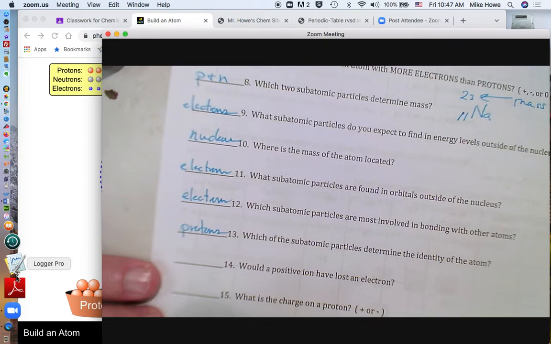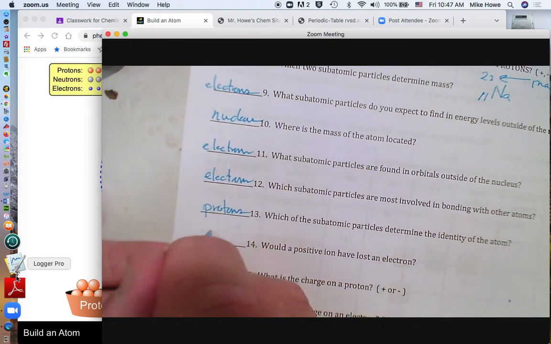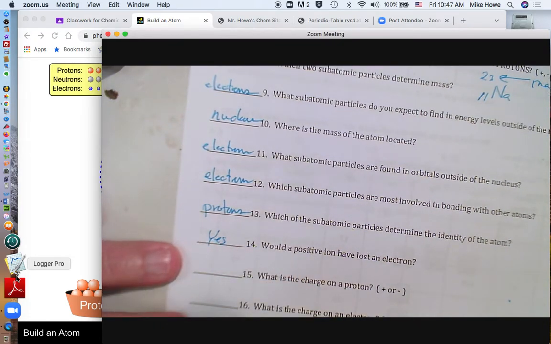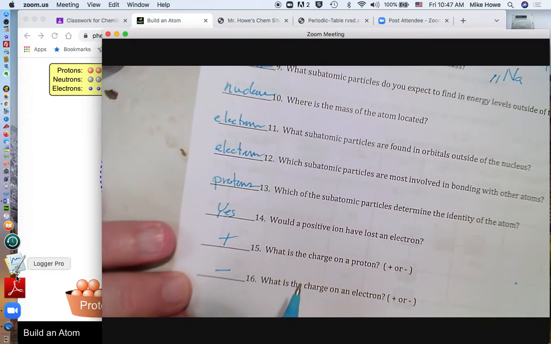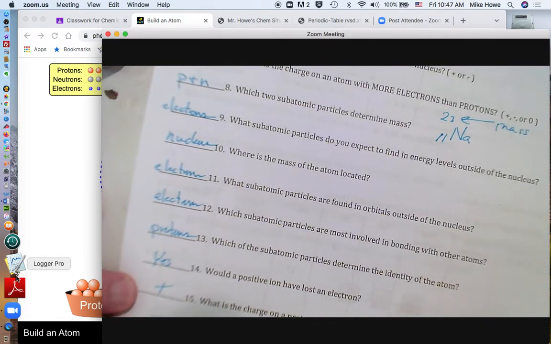All right, so would a positive ion have lost an electron? The answer to that is yes. We just showed you that, and the charge on a proton is positive, and the charge on an electron is negative. So that's just a little review of basic atomic structure.